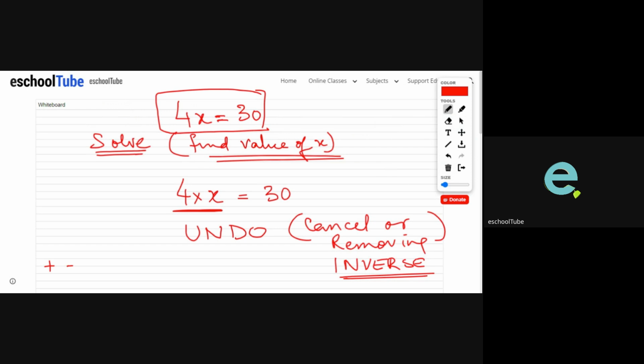For addition, it is subtraction. For subtraction, it is addition. For multiplication, it is division, and for division, it is multiplication. So these are inverse operations. Okay?